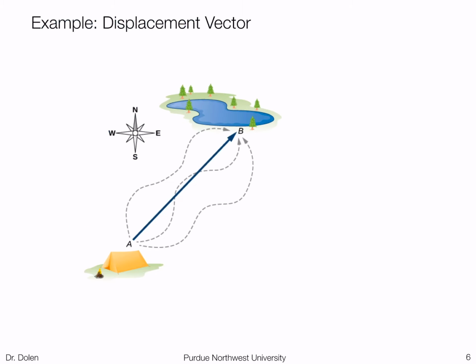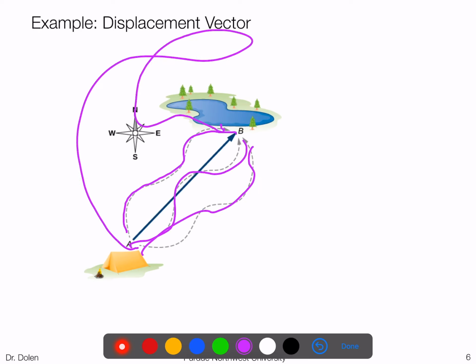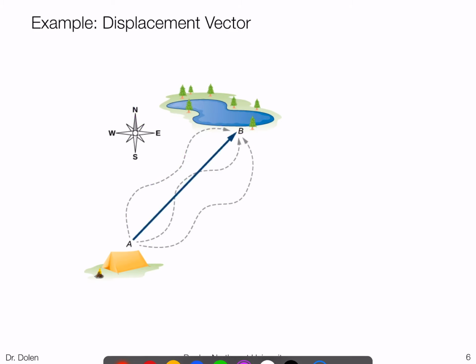Just another quick example, again, of a displacement vector. Here is an example where I'm moving from a campsite at point A to this lake at point B. And I could travel this path, or I could travel this path or some other path, or I could go all the way around somewhere and end up at point B. It doesn't matter what path I take. The displacement vector is going to be an arrow whose tail is where I started, the head of it is where I finish, and the arrow points in the direction I traveled, and the length of that vector is just how far away I am when I finish from where I started. So that's an example of a displacement vector.